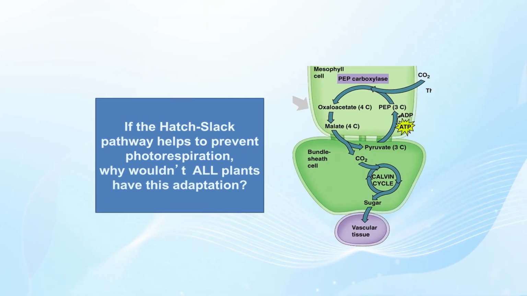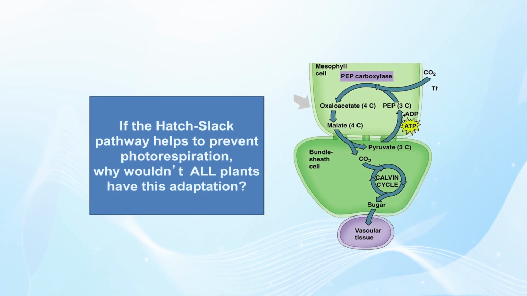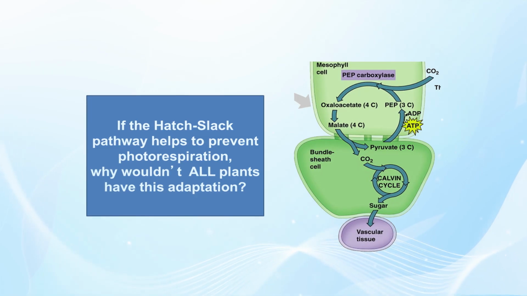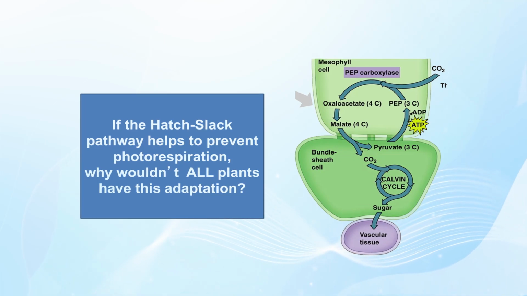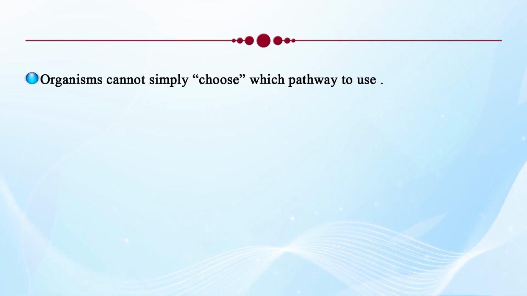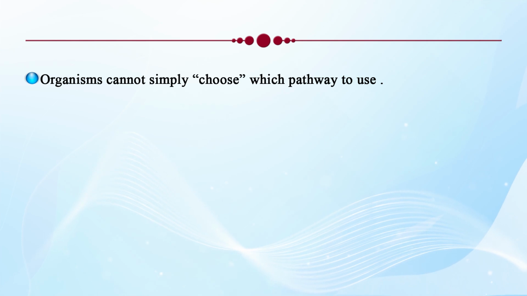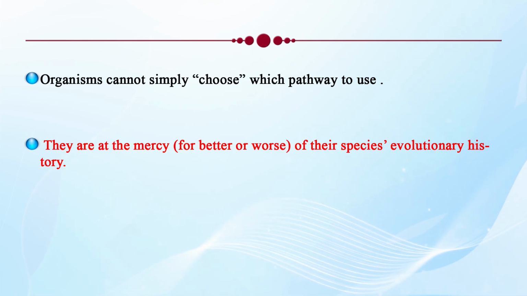Now, we ask ourselves a question, and that is, if the Hatch and Slack pathway helps to prevent photorespiration, then why won't all the plants have this adaptation? Why are we then talking about C3 plants in the first place to be universal? Now, the answer is very simple, that is, the answer is not in our hands, the choice is not of a plant, it is at the mercy of the species' evolutionary history.